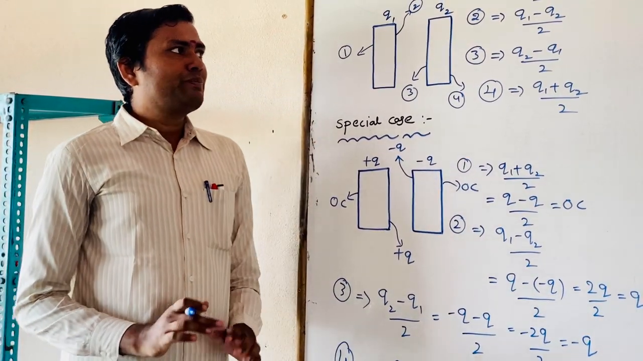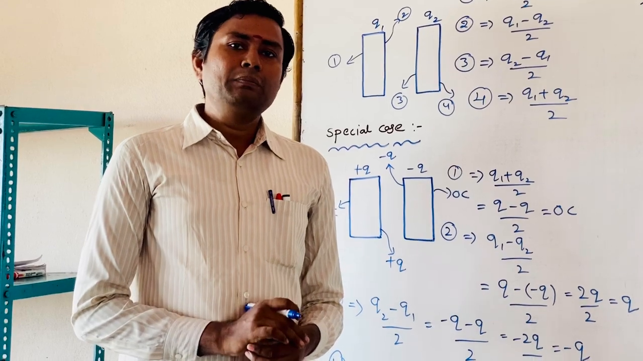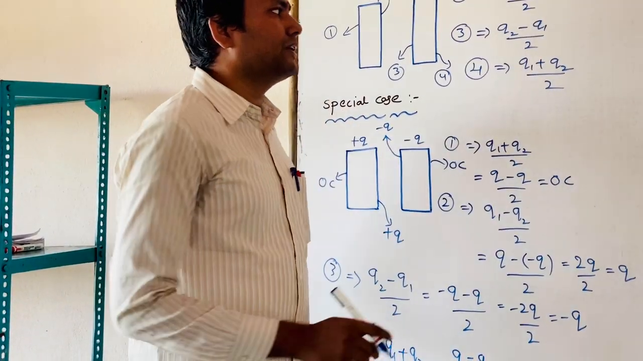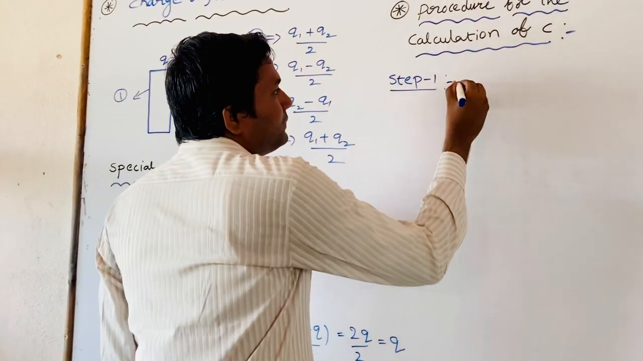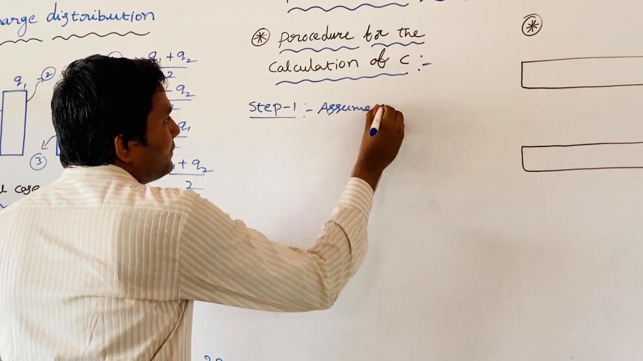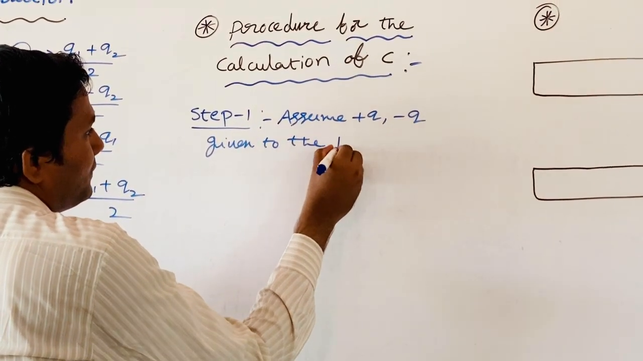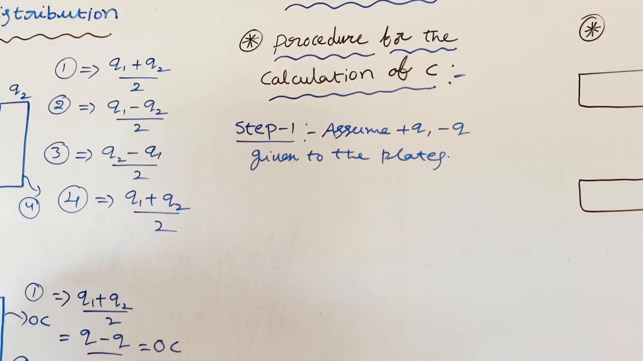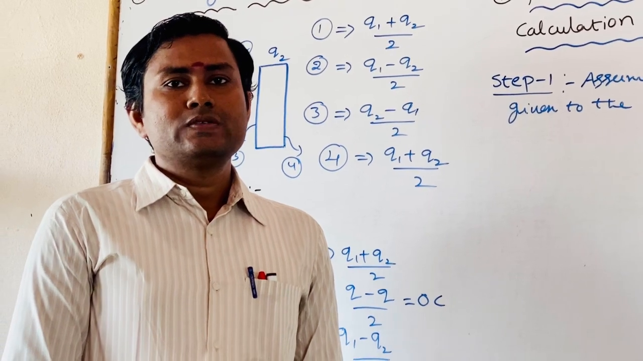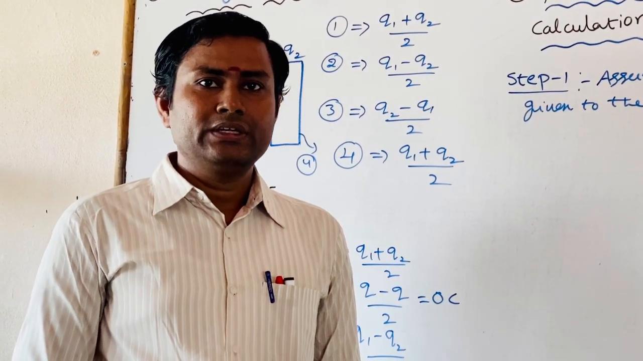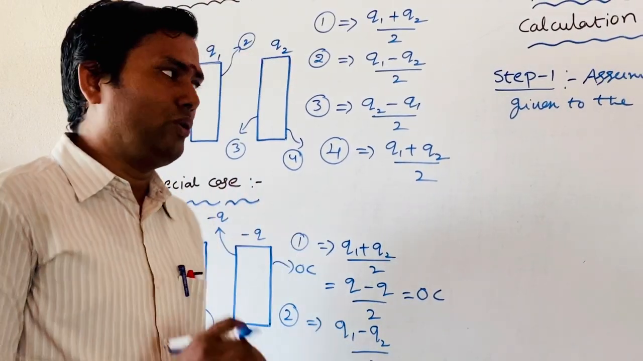Okay, now with the help of this prerequisite, you need to follow some steps in order to calculate the capacitance of the parallel plate capacitor. Now we can see what is the procedure here. So in procedure we have step 1. What is step 1? Assume plus q, minus q given to the plates. So first of all, you are seeing any system of two plates, you give plus q for one plate and minus q for another plate. This plus q and minus q automatically distributes well on the faces that are against each other. Okay, this is step 1.